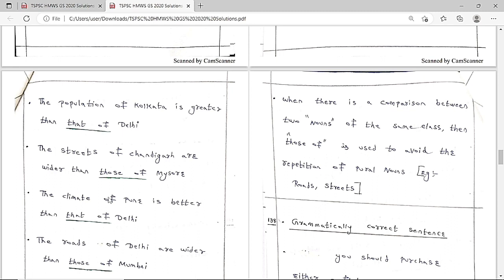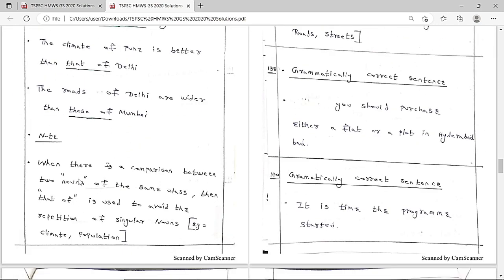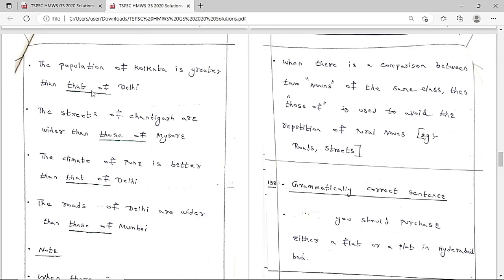You have to be careful where to use that of and where to use those of. Note here: when there is a comparison between two nouns of the same class, then that of is used to avoid the repetition of singular nouns. Examples are climate and population. Regarding the population of Kolkata and Delhi, both are nouns, so here you have to use that of.